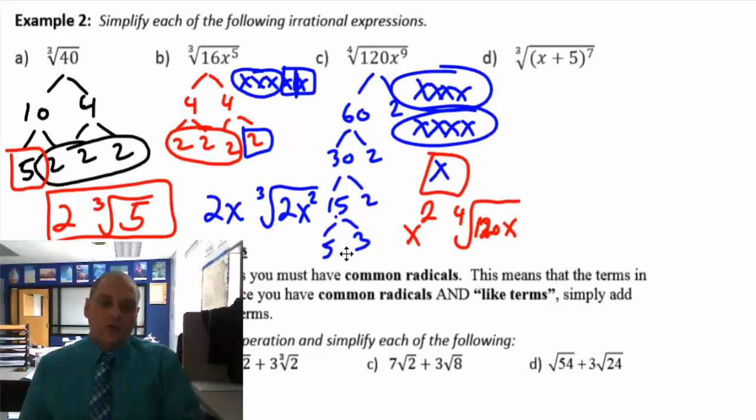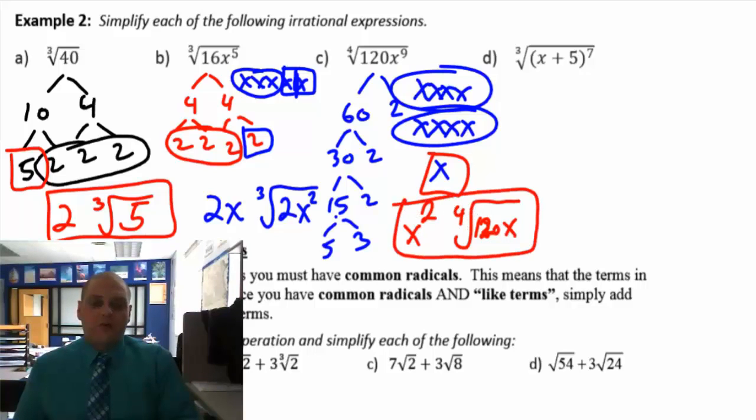So I have 120 all left over. I don't have enough to go down. I only have 3 2's. I don't have 4. Okay, so I can't go any further. x squared, fourth root of 120x.